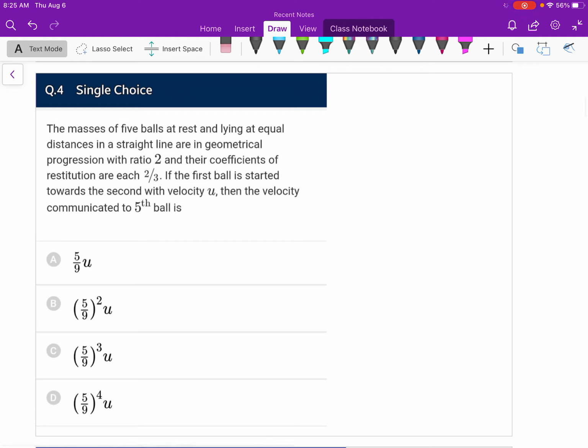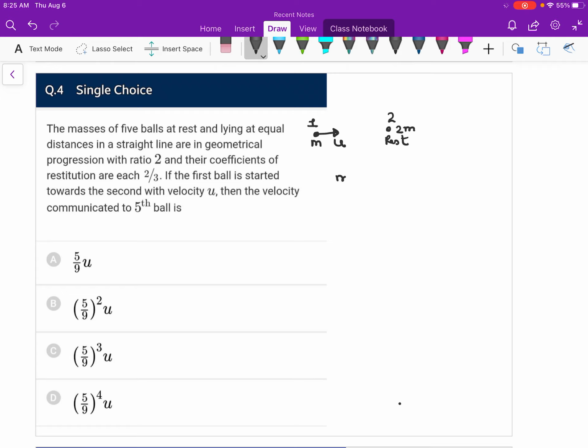Masses of 5 balls in a straight line are in geometrical progression. If the first ball is started towards the second ball with speed u, then the velocity communicated to fifth ball. So there will be a pattern. So let's first solve for the collision of first and second ball. So first ball is coming with speed u. Okay. Second ball is at rest. Masses are in geometrical progression. So if this has mass m, this has mass 2m. Final velocities are suppose v1 and v2.